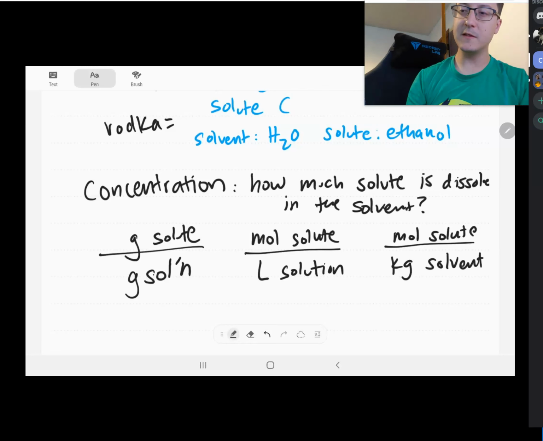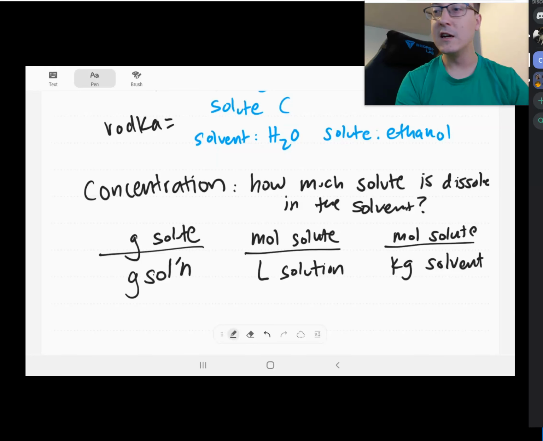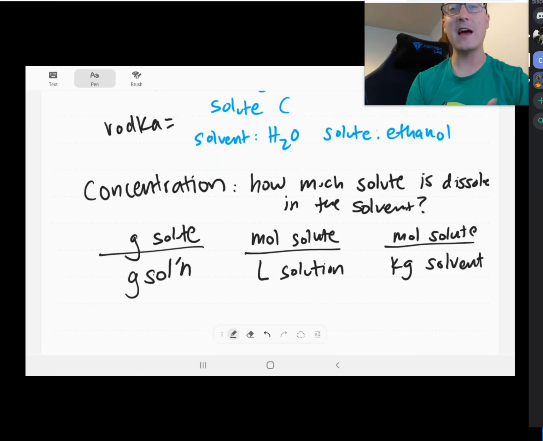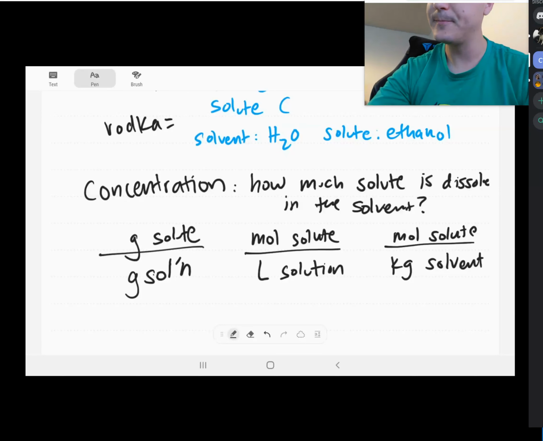So notice the two on the left both have solution as part of your denominator, but on the right it's just solvent. Okay, we have fun terms for all of these, but these are kind of the big three units that you're going to see when talking about concentration. So again, concentration is how much solute you have dissolved in your solvent.